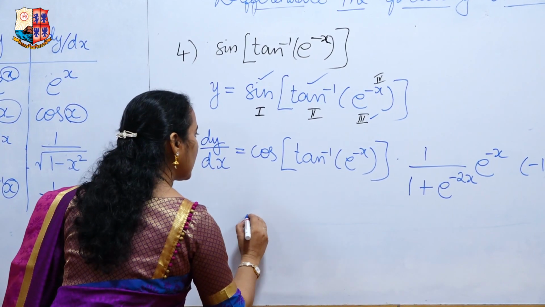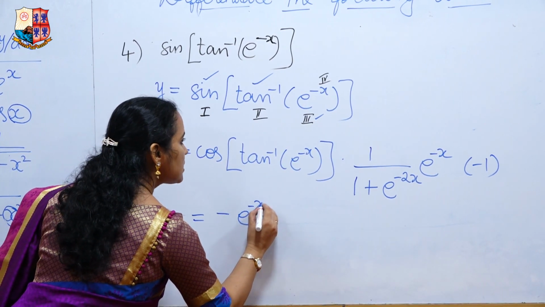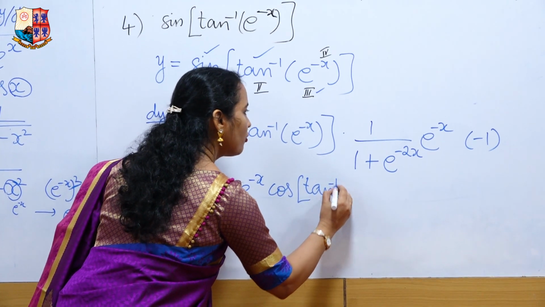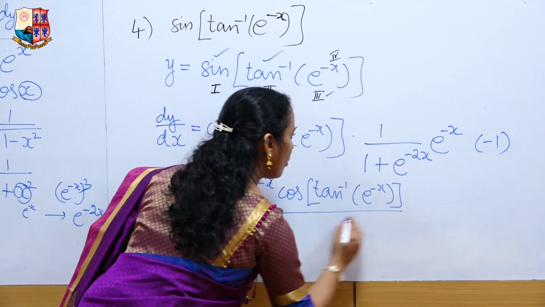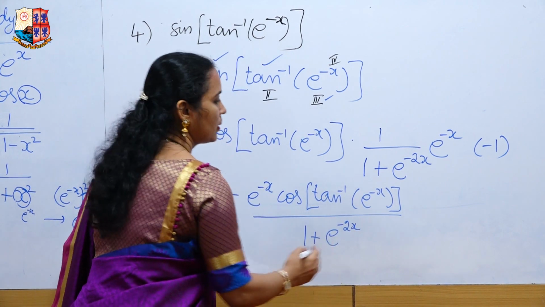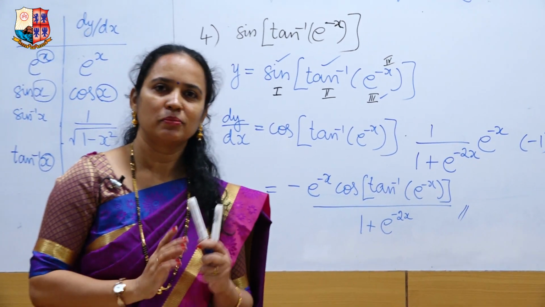Now rearrange and write: minus e to the power minus x cos of tan inverse of e to the power minus x upon 1 plus e to the power minus 2x. Looks complicated but not difficult.